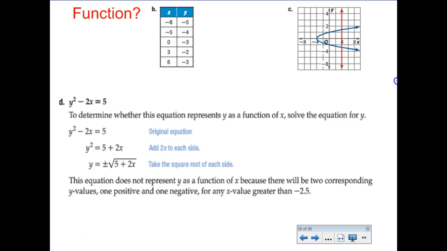All right, so quick, these are not on your paper anywhere, just for funsies. Can you all on the back see this? I'm sorry. The x's are -8, -5, 0, 3, and 6. And then they're paired up with various y's. So is that a function?